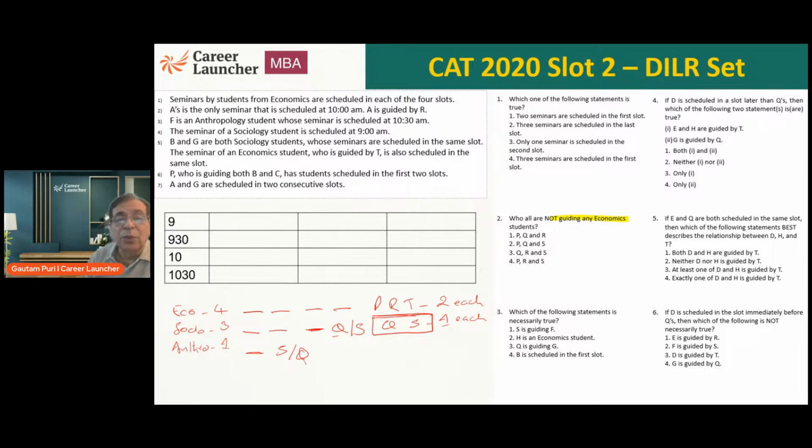Can you use this in question 2? What is question 2? Who all are not guiding any economics student? Q and S. Q and S will be guiding sociology and anthropology. That means any choice that does not contain QS should be wrong.